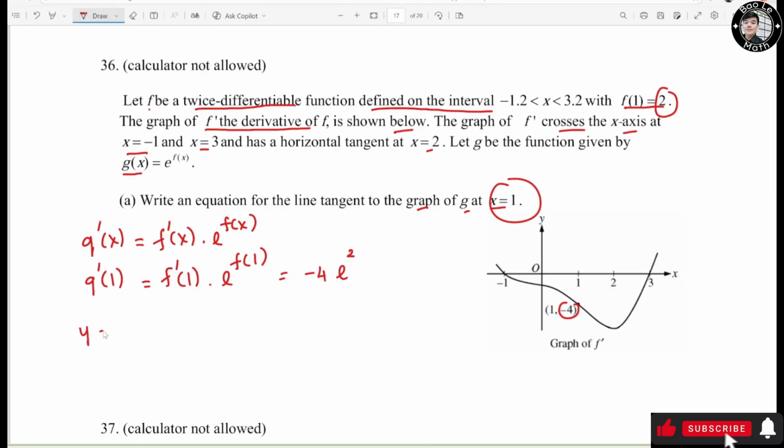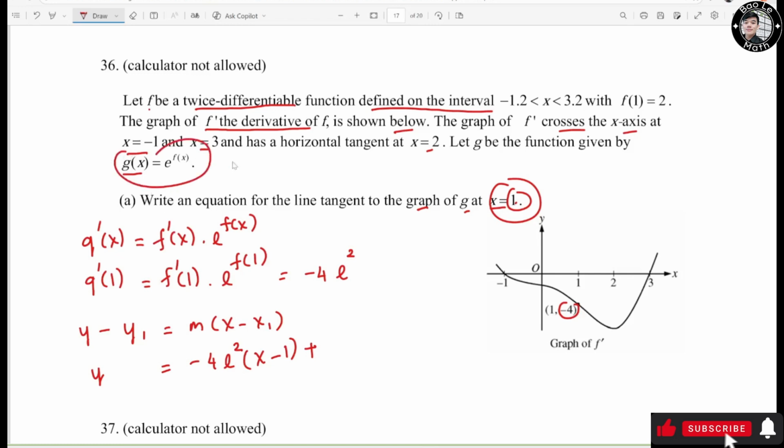We have y minus y1 equals m times x minus x1. So y equals, the slope is negative 4e squared, times x minus x1. x1 is 1 right here, and then plus y1. y1 is right here, so we have g of 1 equals e to the f of 1. But f of 1 equals 2 right here, so it is e squared. So we have e squared right here.